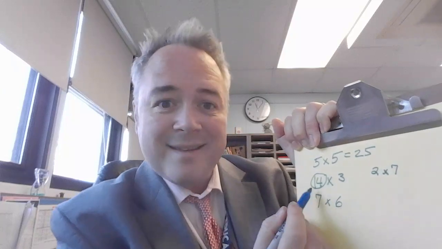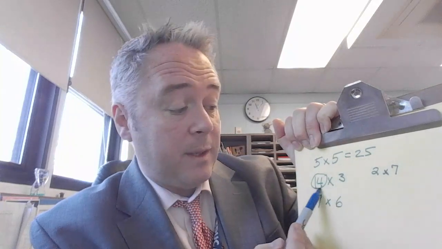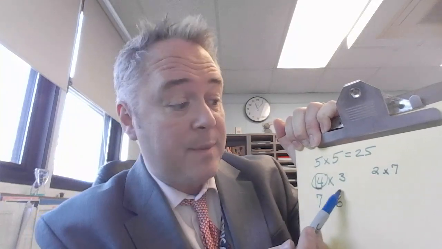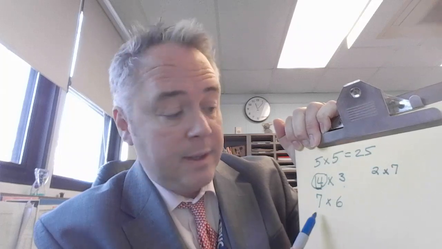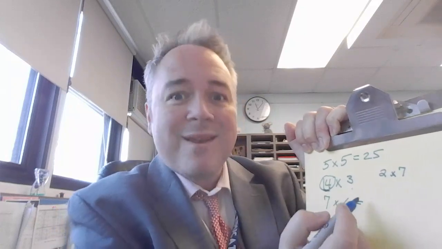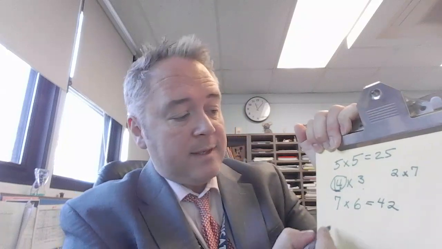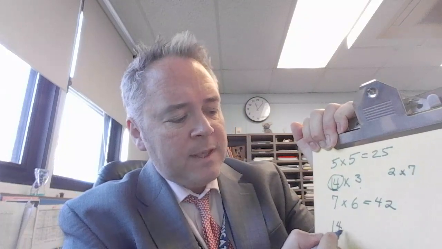7 times 6 is the same as 14 times 3 because I took the big number and I divided it in half and I did the opposite. I doubled the smaller number. 7 times 6. Probably you know 7 times 6 more than you know 14 times 3. 7 times 6 equals what? That's right, 42.